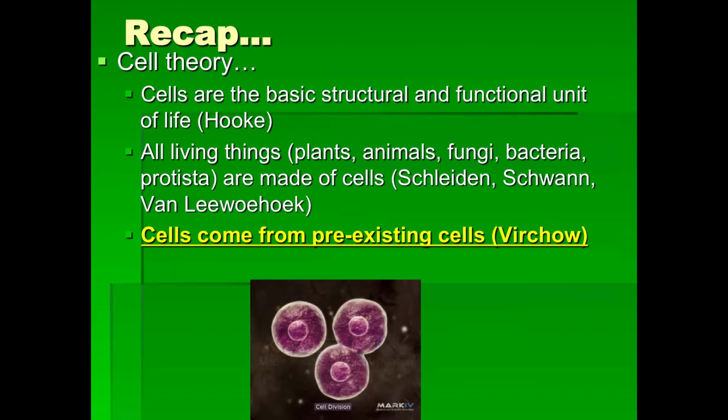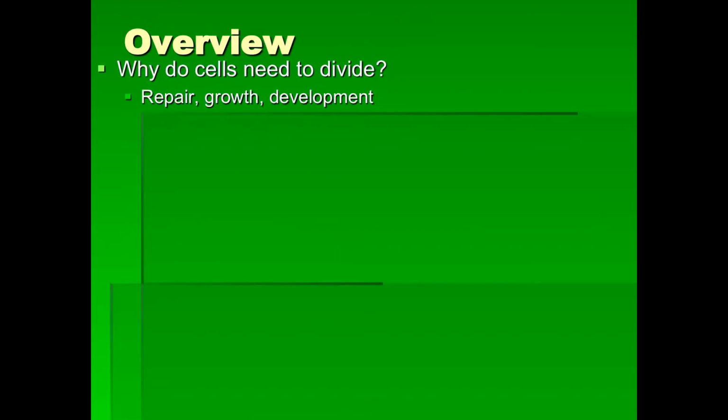You will always find questions on the EOC, on interim assessments, referencing Schleiden, Schwann, Virchow, Van Leeuwenhoek, Robert Hooke, any of these guys, all about the cell theory. Right now we're focusing on this last part of the cell theory. So a quick overview. We know why things need to survive. We know why cells need to divide: repair, growth, and development.